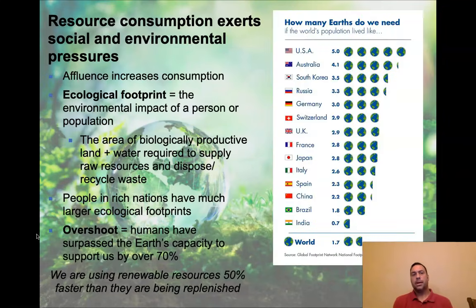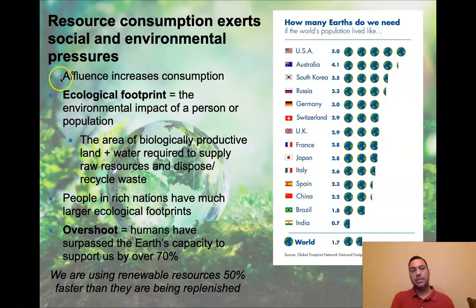So resource consumption exerts social and environmental pressures. This is an interesting little graphic that we have here. First off, affluence increases consumption. The more affluent you are, the more stuff you consume. And some things, by the way, aren't equal to other things. For example, if you consume a lot of celery, that's a lot different than if you consume a lot of steak, even if it's a pound of each. Steak is a lot more expensive. It takes a lot more energy and a lot more resources to produce it. And you generally have to be more affluent to be able to purchase a pound of steak versus a pound of celery.